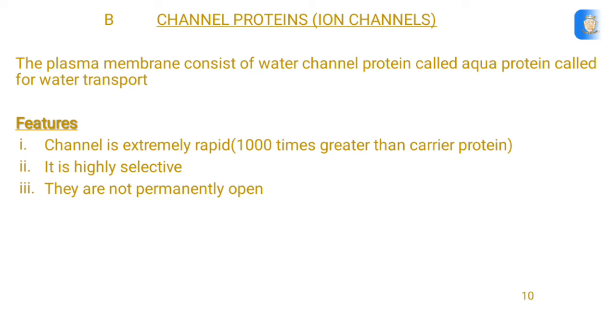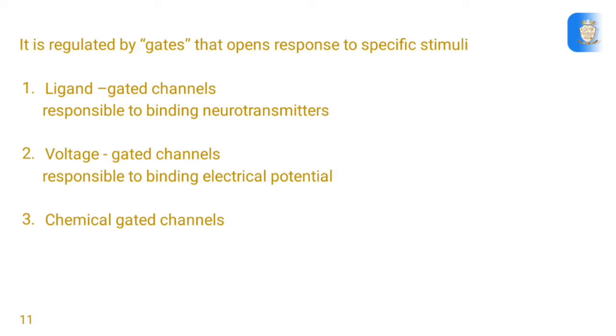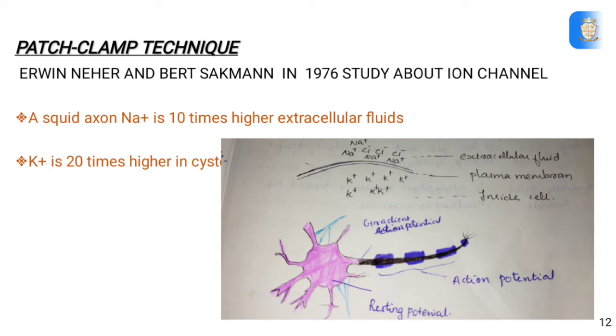The next one is the channel protein or ion channel. Features are: transport through a channel is extremely rapid, 1000 times greater than through a carrier protein. It is highly selective. They are not permanently open. It is regulated by gates: ligand gated channels, voltage gated channels and chemically gated channels. The patch clamp technique: Erwin Neher and Bert Sakmann in 1976 studied the ion channel.